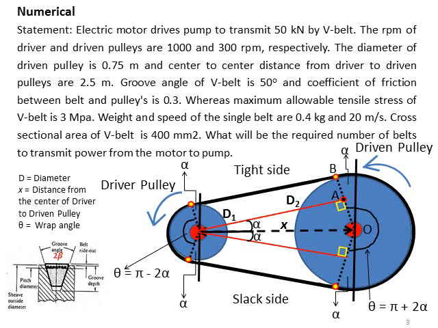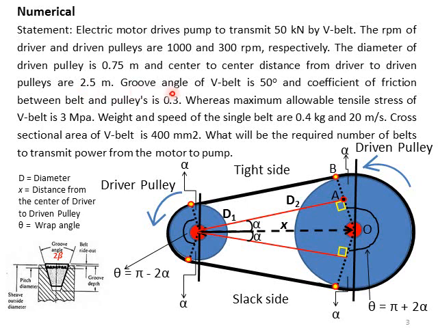So the statement of example that we are going to solve is: the electric motor drives a pump to transmit 50 kilonewton by V-belt. The RPM of driver and driven pulleys are 1000 and 300 RPM. This means the RPM of driver pulley is 1000 and the RPM of driven pulley is 300 RPM. The diameter of driven pulley is 0.75 meter, and center to center distance from the driver to driven pulley is 2.5 meter.